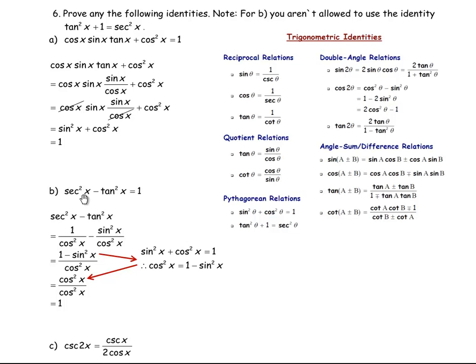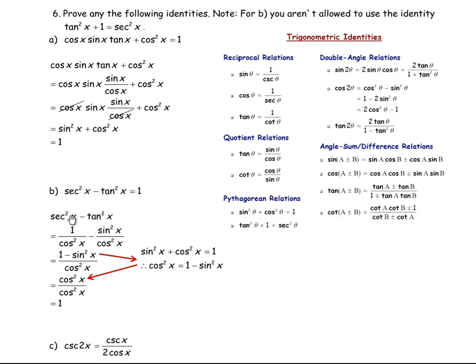In B, it's a good idea in trig identities to usually start with the more complicated or longer side and try to show it's equal to the smaller or less complicated side. So again, I would start with the left side here. Secant squared x minus tan squared x to me is a more complicated expression than 1. So that's why I'd start with the left side.